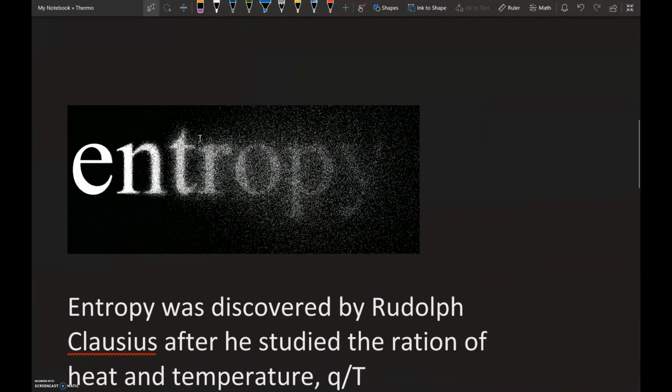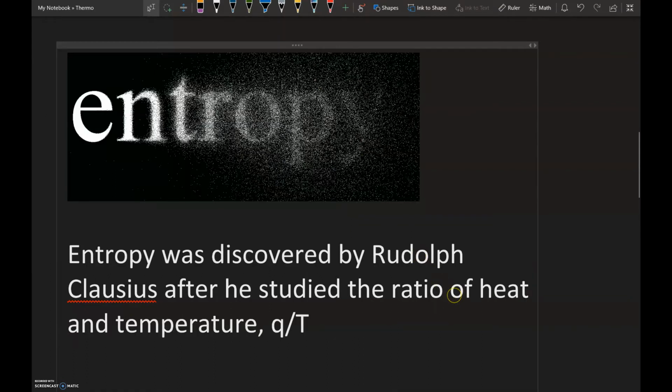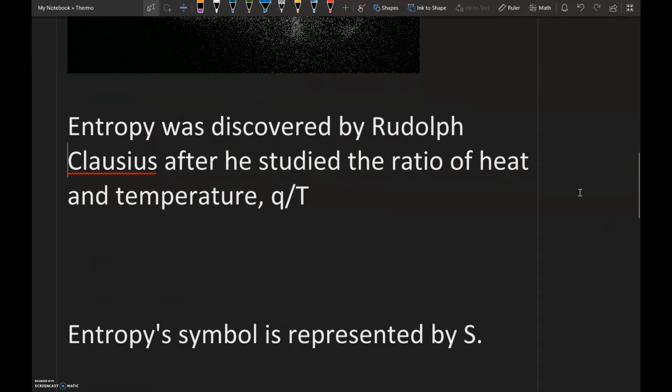Now the next term we're going to look at is called entropy. Entropy is a term that was discovered by Rudolf Clausius. Clausius studied the ratio of heat and temperature, and the ratio of heat and temperature in this case is Q over T. The symbol that we use for entropy is represented by S.